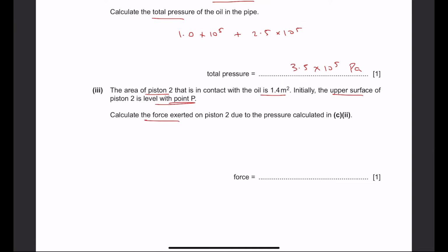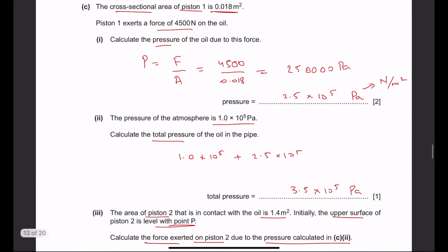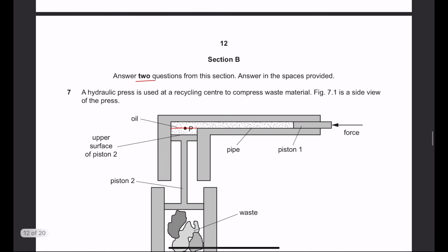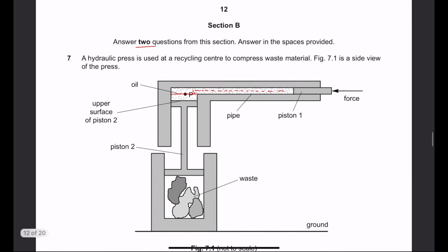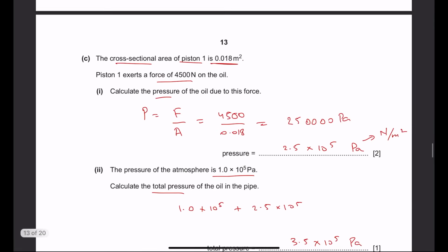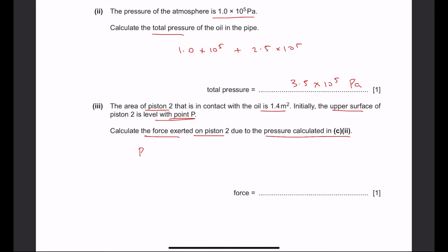Calculate the force exerted on piston 2 due to the pressure calculated in part C. So the thing with these hydraulic presses is that all the pressure gets transmitted through the liquid, and the same pressure is exerted on the other piston as well. And remember, it's the pressure which will remain the same. So if the pressure P1 on piston 1 was 3.5 times 10 to the power 5, then pressure P2 will also be 3.5 times 10 to the power 5.